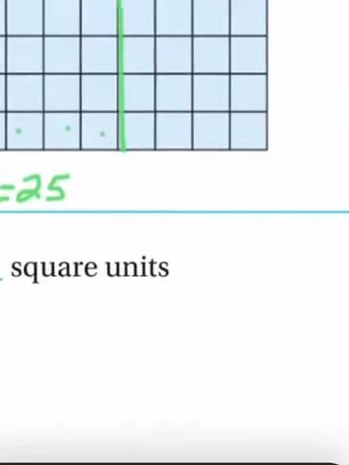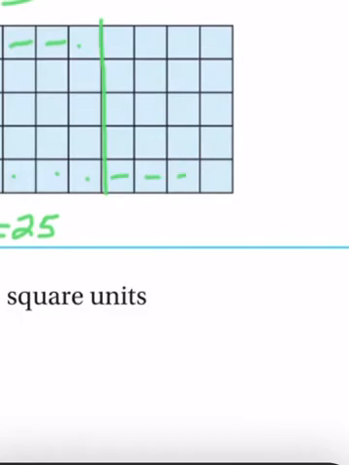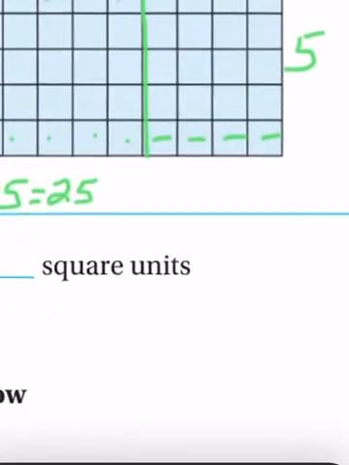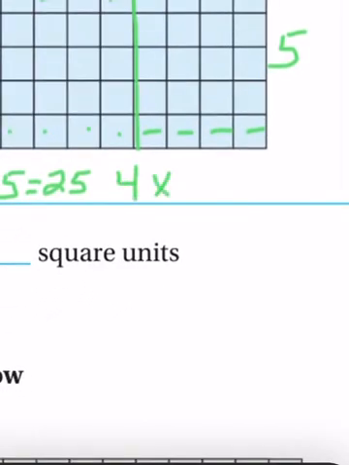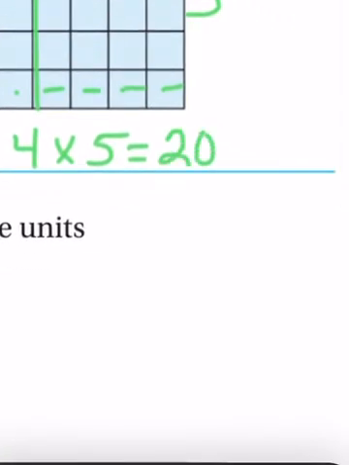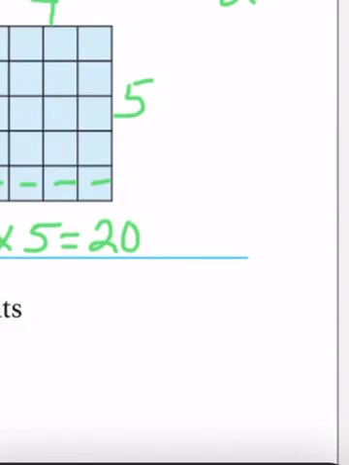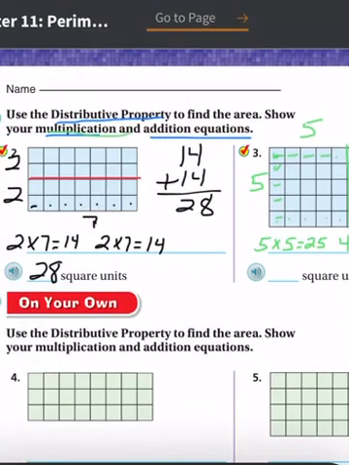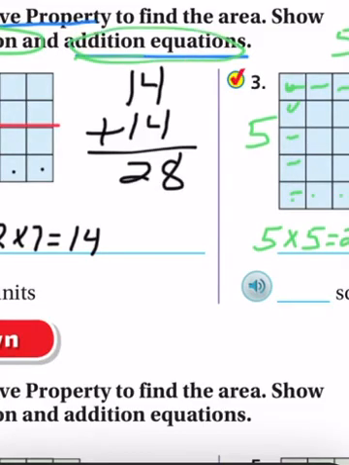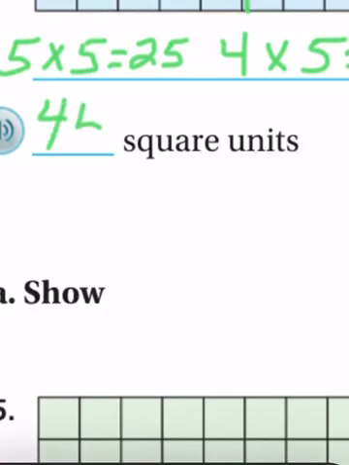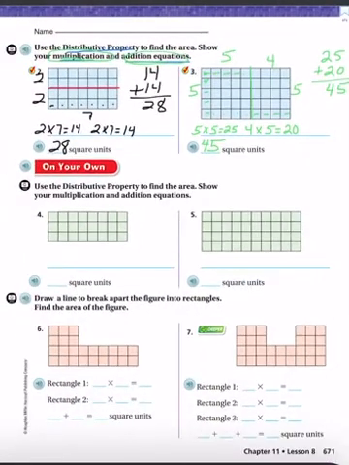And then my other rectangle has a width of 1, 2, 3, 4. I'm going to write that up here though. And it still has a length of 5. So the area of that rectangle is 4 times 5. 4 groups of 5 equals 20. And then I have to add up those 2 areas. 25 plus 20 is 45. So I showed my multiplication equations and I showed my addition equations. The area of that one, what did I say? 45 square units.